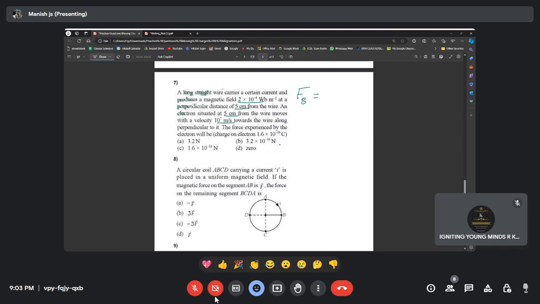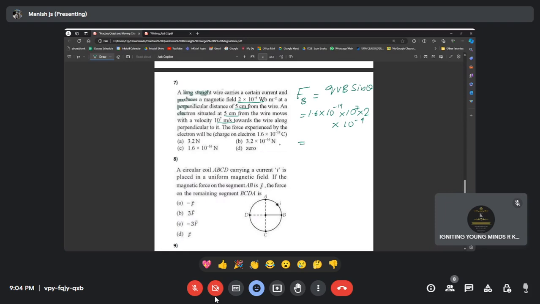F_B is nothing but qvB sin theta, isn't it? Make use of this relation. So if you are going to use this relation, q is nothing but the electron charge, 1.6 into 10 power minus 19, into velocity 10 power 7. Okay. And they have given you the magnetic field. How much is that? 2 into 10 power minus 4. Isn't it? That's all. Go for substitution and simplification.